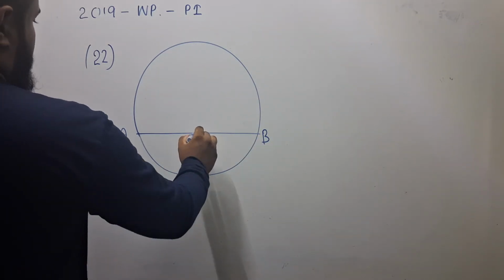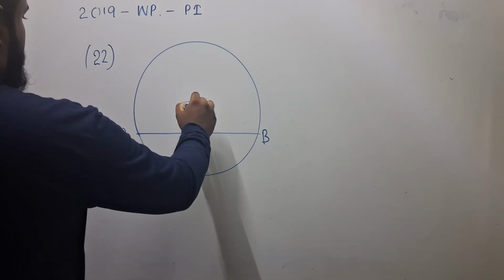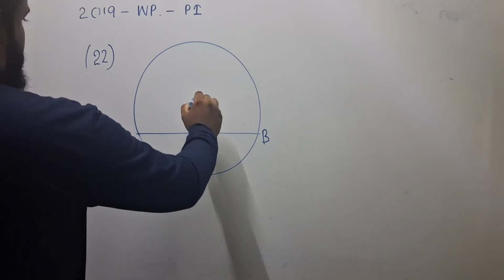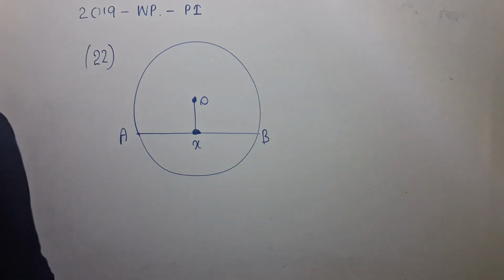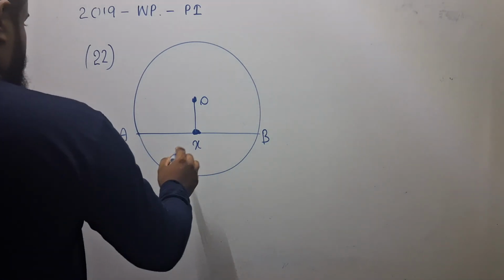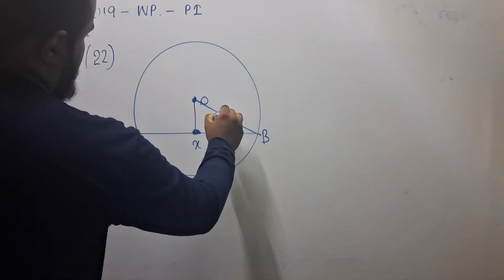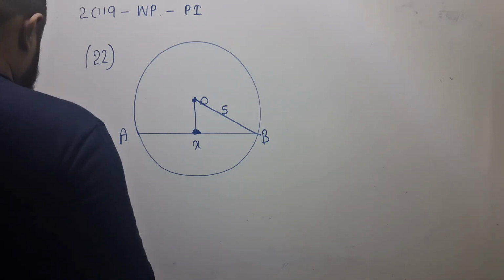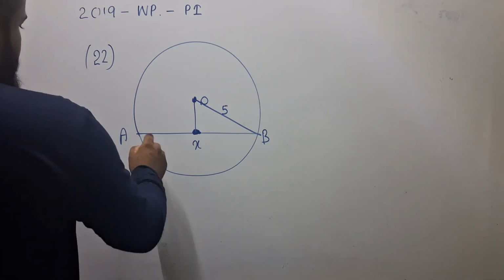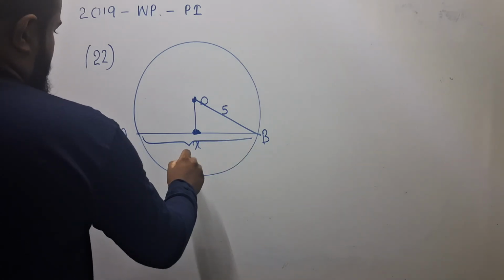AB is given as X, this as so. Radius is 5. That means if you draw OB, it becomes 5. And the length of the AB chord is 6. This AB chord is 6.